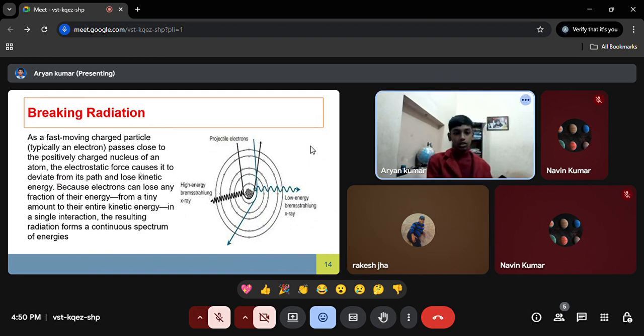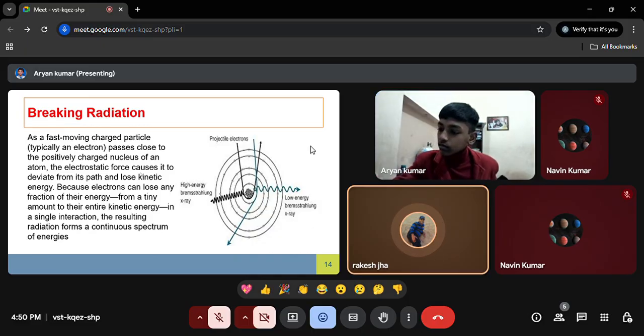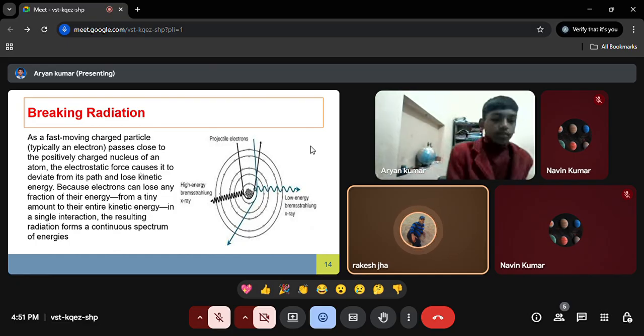Breaking radiation. So, Saksham, can you read this slide? Breaking radiation. As a fast moving charged particle passes close to the positively charged nucleus of an atom, the electrostatic force causes it to deviate from its path and lose kinetic energy, because electrons can lose any fraction of their energy, from a tiny amount of their kinetic energy in a single interaction. The resulting radiation forms a continuous spectrum of energies.